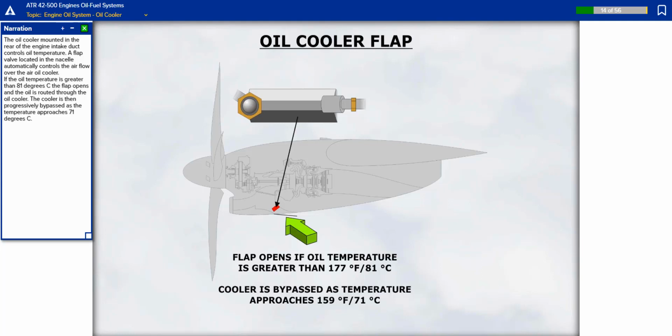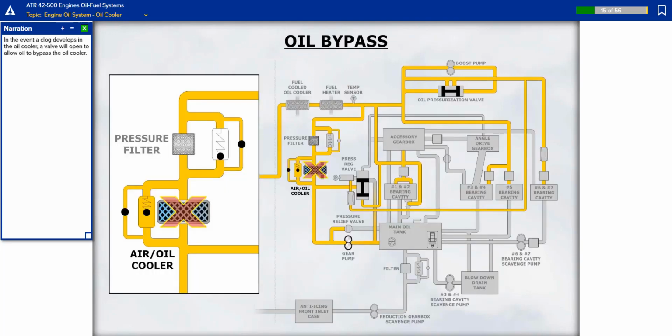If the oil temperature is greater than 81 degrees Celsius, the flap opens and the oil is routed through the oil cooler. The cooler is then progressively bypassed as the temperature approaches 71 degrees Celsius. In the event a clog develops in the oil cooler, a valve will open to allow oil to bypass the oil cooler.